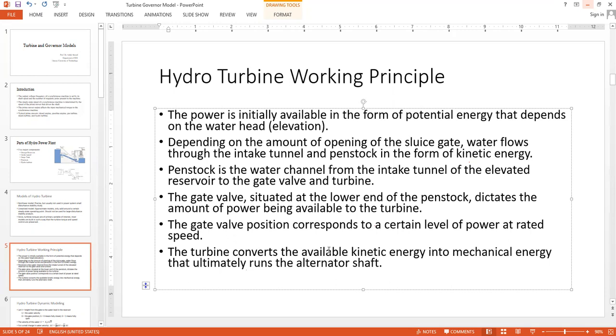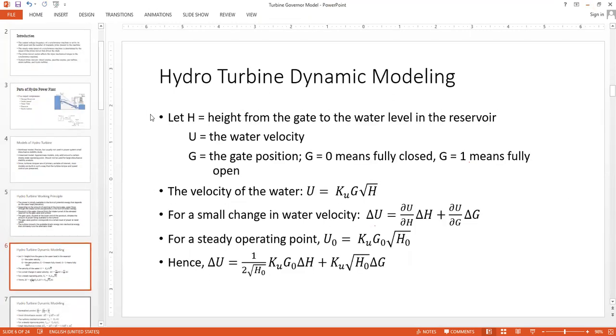And the turbine converts the available kinetic energy into mechanical energy that runs the alternator shaft. So this part is actually covered. Now let's start the modeling on the mathematical part. So let's say we have some water height available from the gate to the water level in the reservoir.